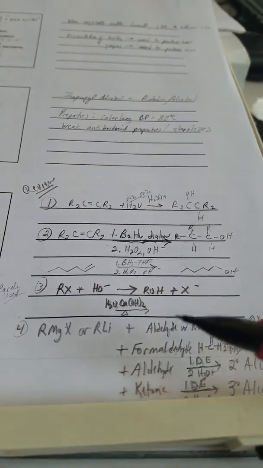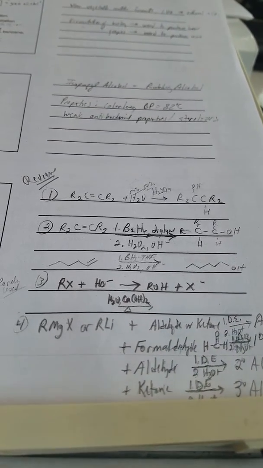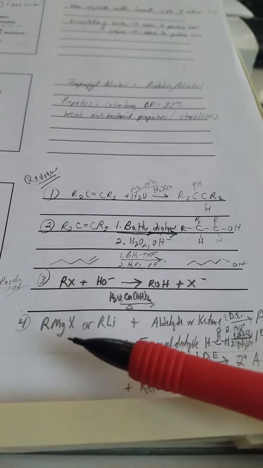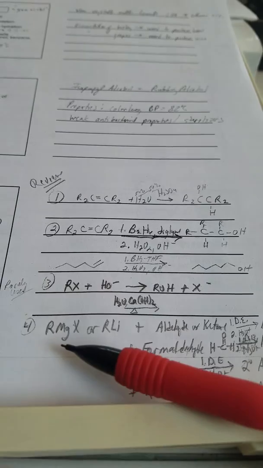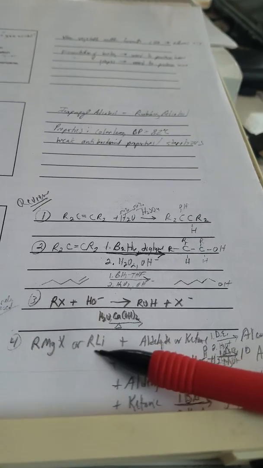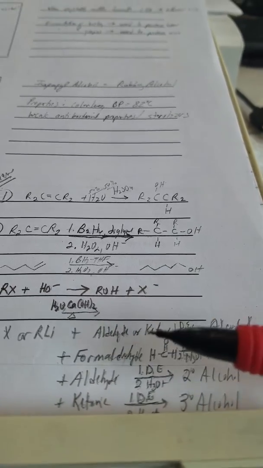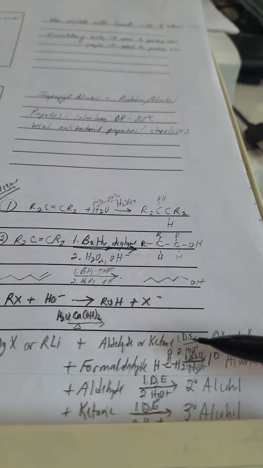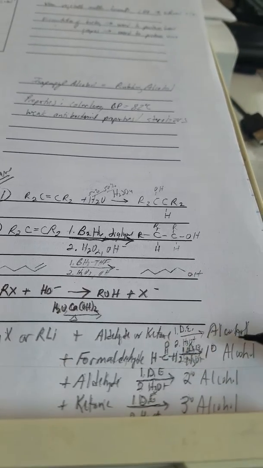The last one we did in chapter 12, and this is where you're looking at, this is chapter 14, I guess, or 15. This is where you're looking at your Grignard reagent or your organolithium compound, reacting it with either an aldehyde or a ketone in the presence of diethyl ether and acid, and you'll make your alcohol.